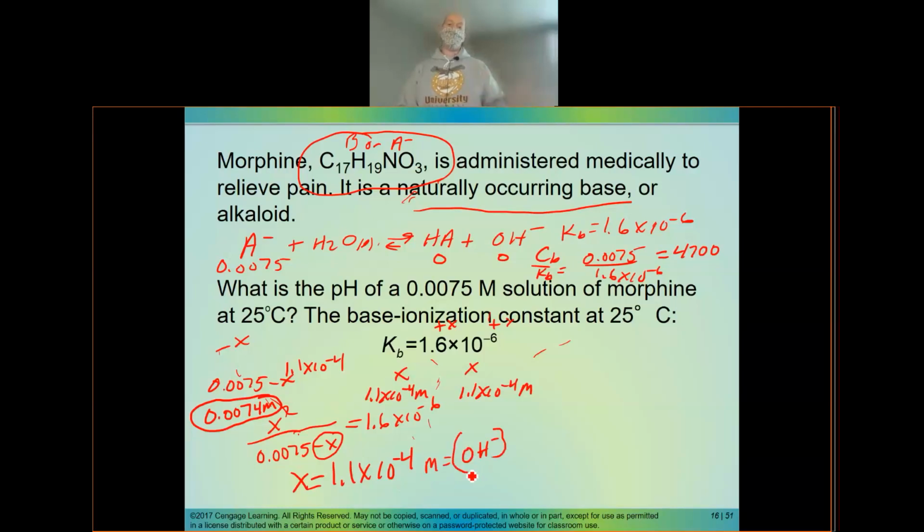When you're doing your Ka, that's equal to your H plus concentration. Kb, it's equal to your OH minus concentration. And so you're not going to go right to pH. The way I do it is I go to pOH, and that is my negative log of the OH minus. So if I take the negative log of 1.1 times 10 to the negative 4, I get 3.96.